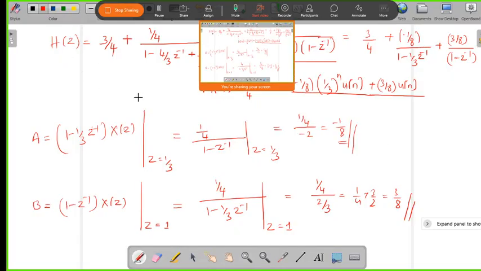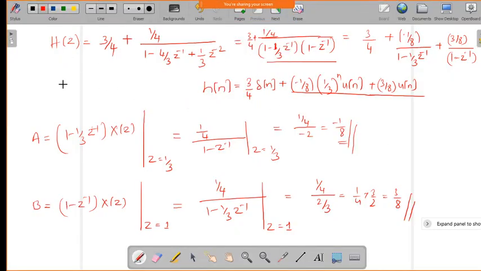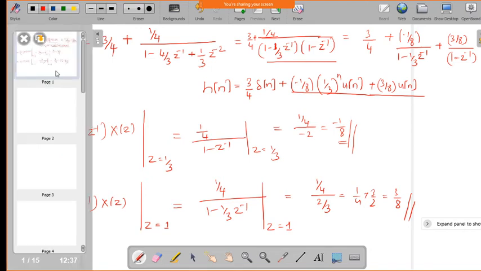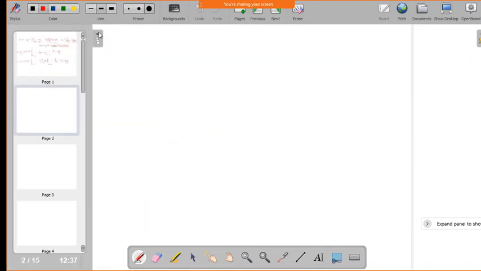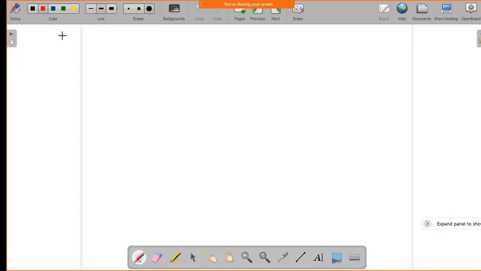Okay, so this is about the transform analysis, and try to find out one more problem. I'll give the output and h of n. If I give output and h of n, how to find out the x of n input.